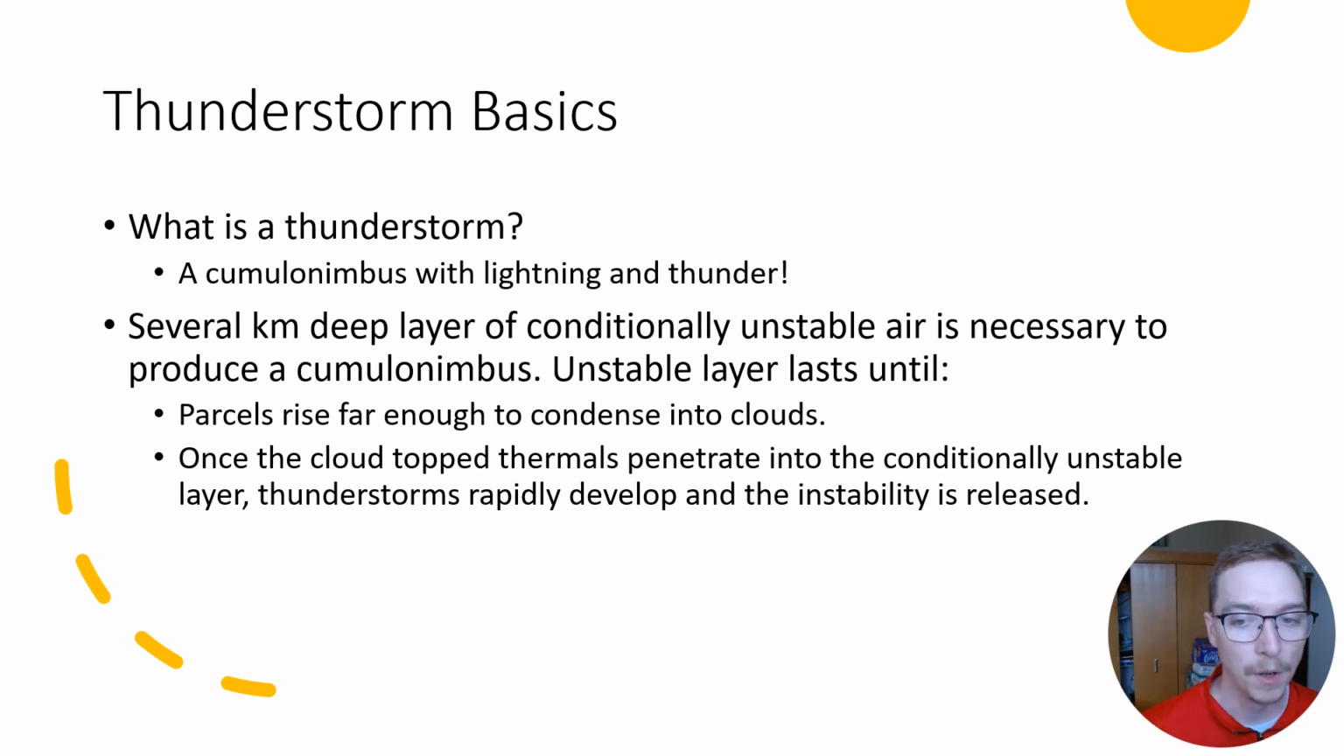So what is a thunderstorm? Well, we should remember it's basically just a cumulonimbus cloud with lightning and thunder. Usually these stem from a several kilometers deep layer of what we call conditionally unstable air. We might remember this from when we were talking about air masses a little while back. So that allows us to produce a cumulonimbus cloud, and that instability lasts until either the parcels rise far enough to condense into clouds, or the cloud-topped thermals penetrate into the conditionally unstable layer, where thunderstorms rapidly develop and the instability is released. Think of our anvil cloud formation. We'll talk about that here in just a little bit.